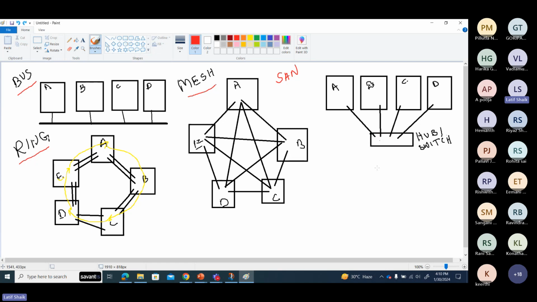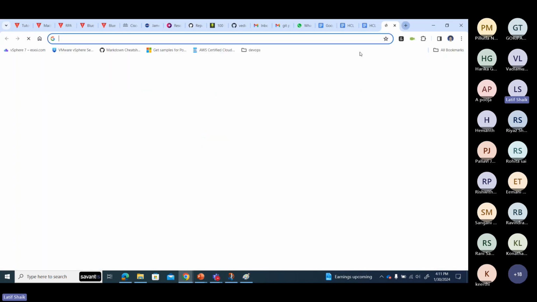It is very easy to configure, but you have to pay for an additional device, a hub or a switch. Not just the cables, you also have to pay for this hub or switch. Again, advantages: easy to configure, easy to troubleshoot also, because a hub or a switch has LED status. So if one line is broken, automatically you can get the line status.